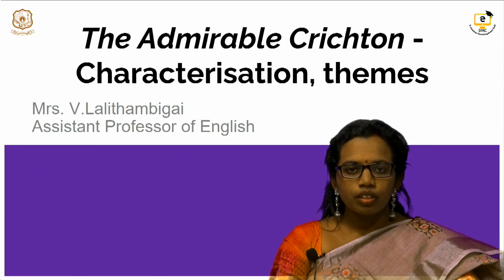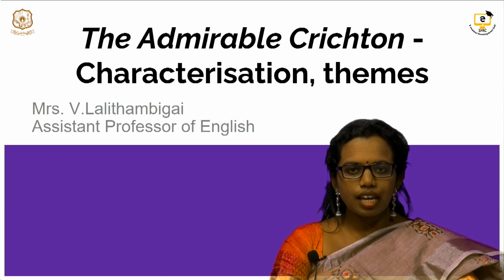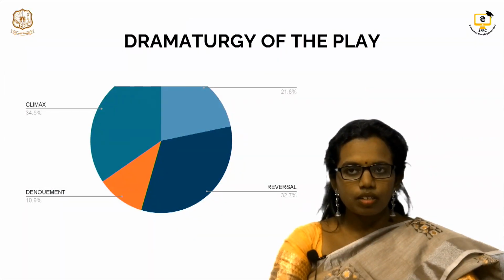Barrie. Now, in today's lecture, the topics are characterization and themes in the drama The Admirable Crichton. Now, let us have an analysis about the dramaturgy of the play. That is, the plot of the play can be divided into 4 acts.